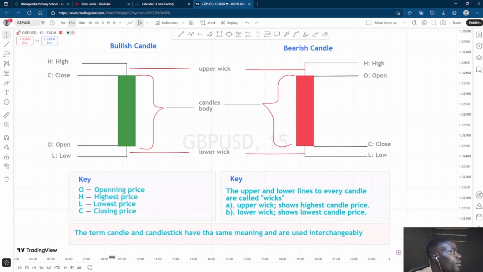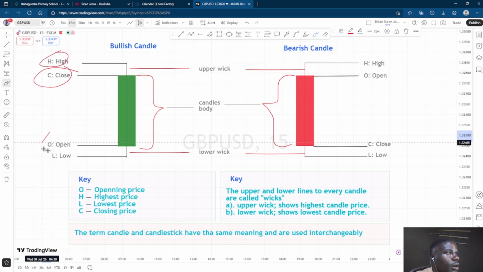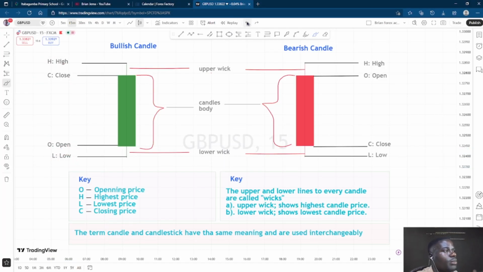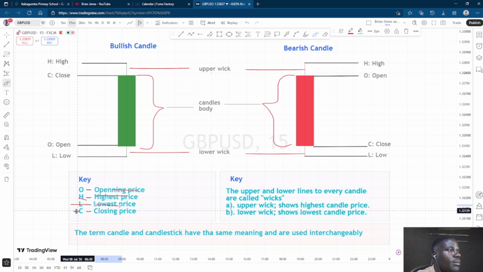Those prices are the high, the close, the open, and the low. This was not mentioned randomly. These prices are arranged in the form of OHLC. The O represents the opening price, the H represents the highest price, the L represents the lowest price, and the C represents the closing price of that particular candle.